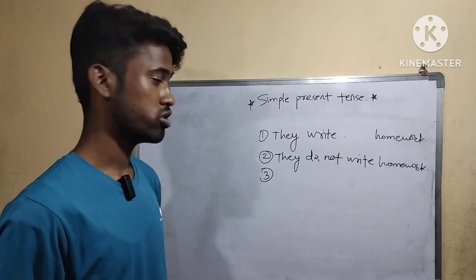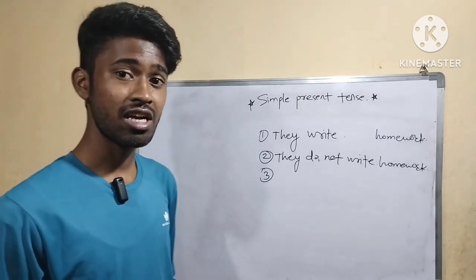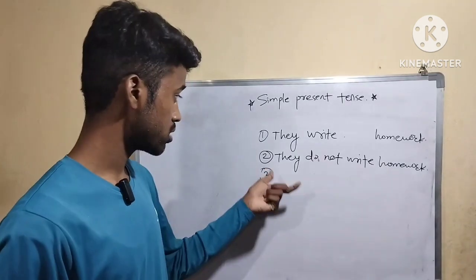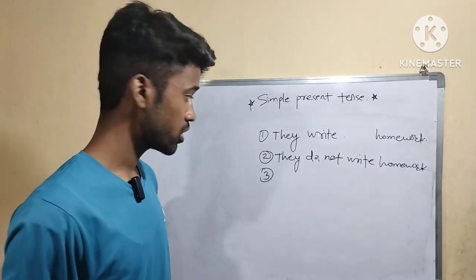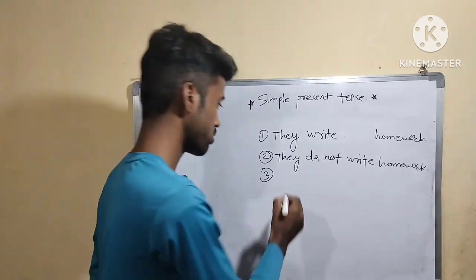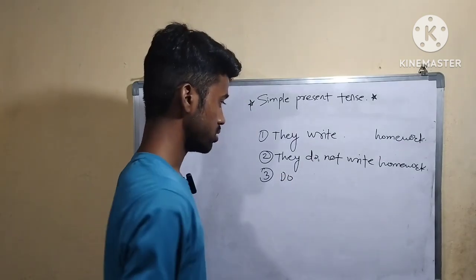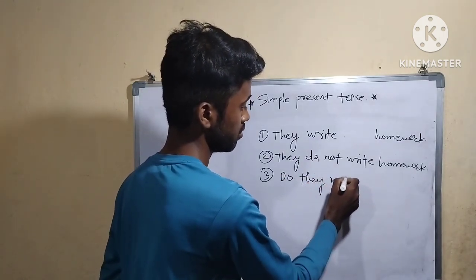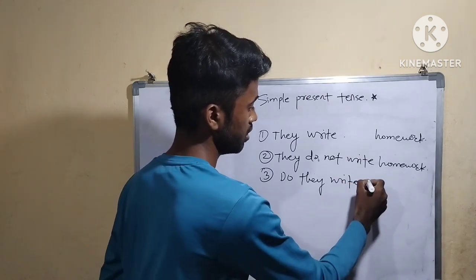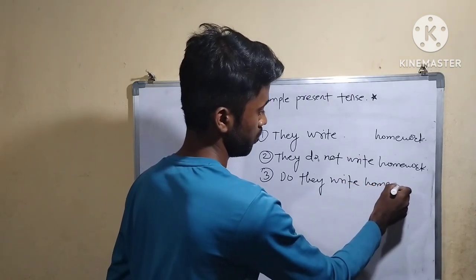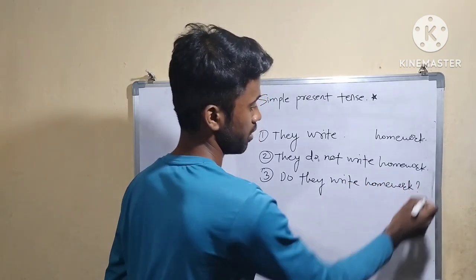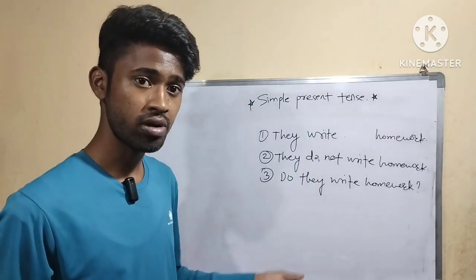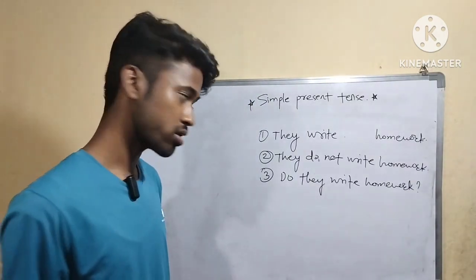Now the verbal question will start with the helping verb, right? Here we can't use does because the subject is not third person singular. Here it is plural, so we have to use do. Do they write homework? Now you can answer this question with yes or no. Yes, they write homework. No, they do not write homework.